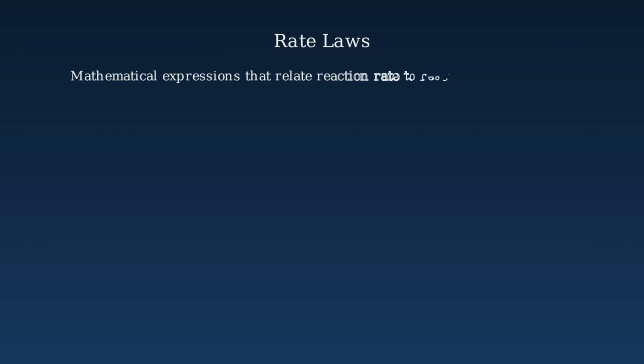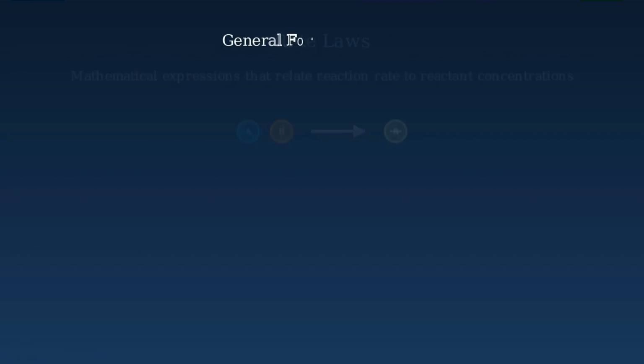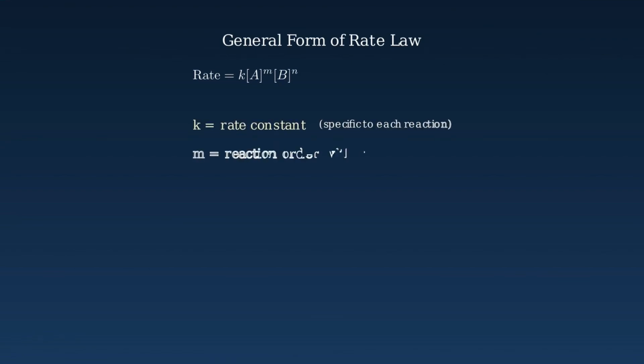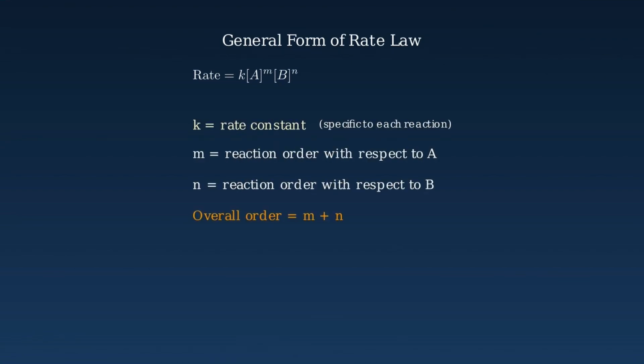Rate laws are mathematical expressions that describe how reaction rates depend on the concentrations of reactants. The general form of a rate law for a reaction between reactants A and B can be written as rate equals k times the concentration of A raised to the power m times the concentration of B raised to the power n. In this equation, k is the rate constant specific to the reaction. m and n are the reaction orders with respect to reactants A and B. The overall reaction order is the sum of these individual orders.